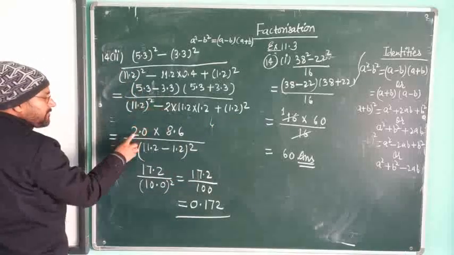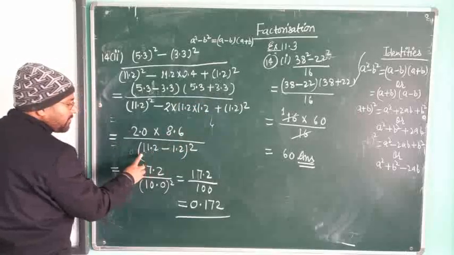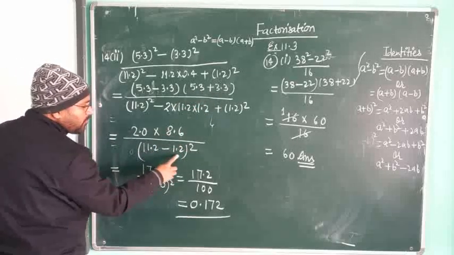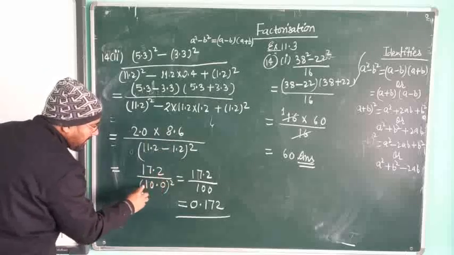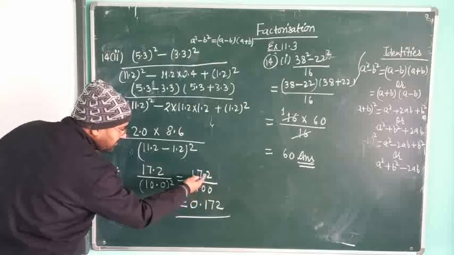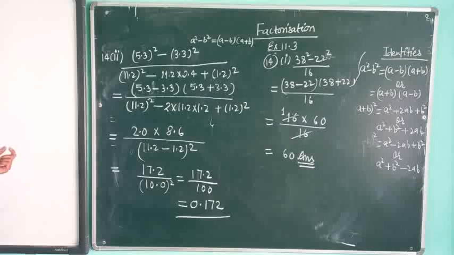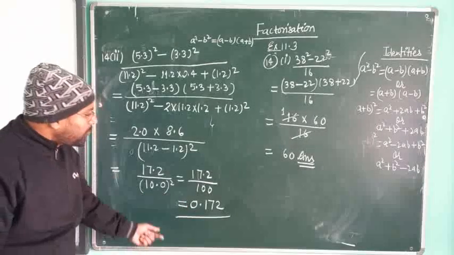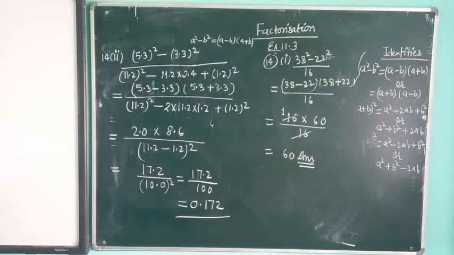So if we solve this one we get 2 into 8.6. If we add this one upon 11.2 minus 1.2 whole square. So if we multiply this one, 17.2 upon 10.0 whole square. 10 square is 100, and then if you divide 17.2 by 100, your decimal point simply moves 2 places to the left side. So your answer is 0.172. So this is your solution.